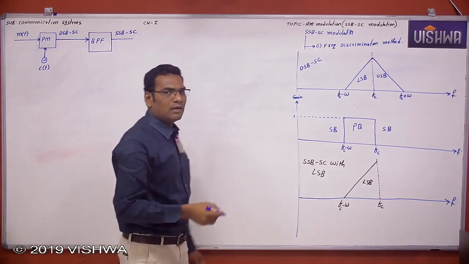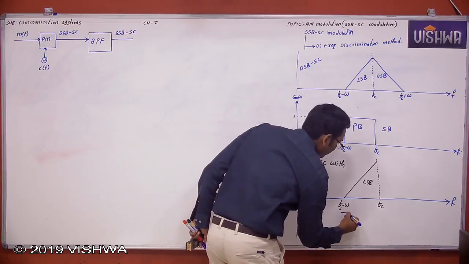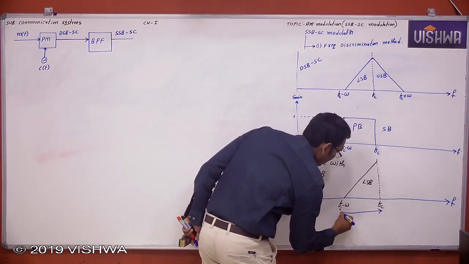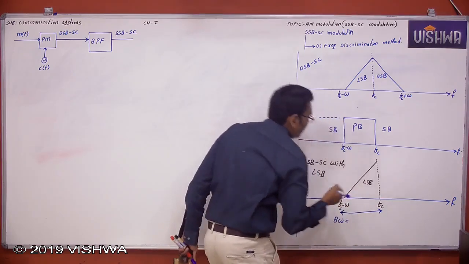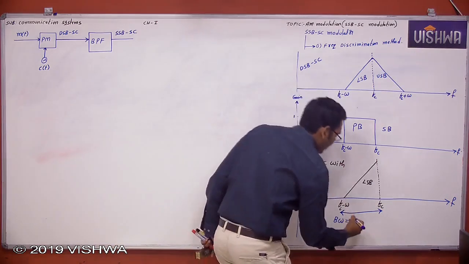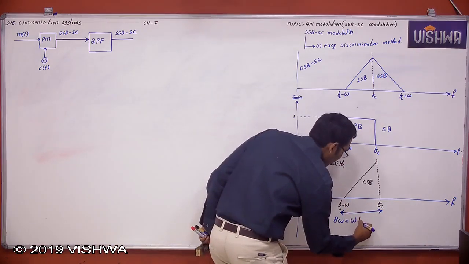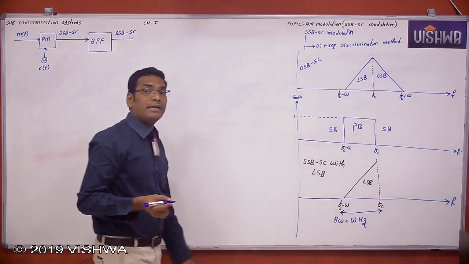Now you identify here what is the bandwidth of SSB-SC. The bandwidth of this SSB-SC is Fc minus omega to Fc, so Fc minus of Fc minus omega. Now this bandwidth is equal to omega hertz. So what is the bandwidth, which is a great achievement you are getting?